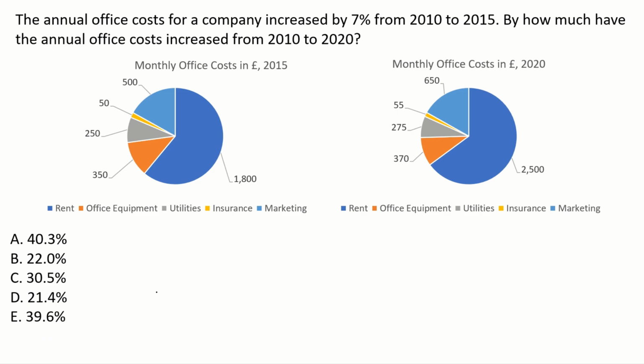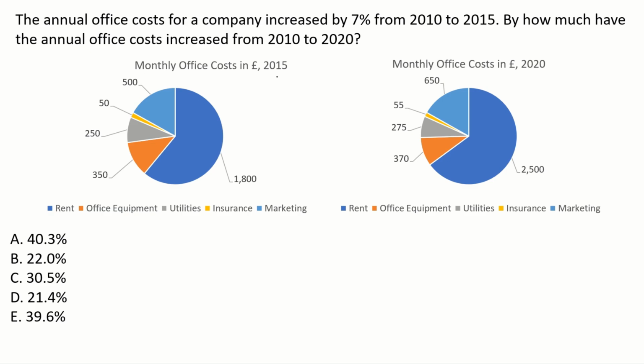Annual office costs for a company increased by 7% from 2010 to 2015. By how much have the annual office costs increased from 2010 to 2020? And we have two pie charts, the monthly office costs in 2015 and the monthly office costs in 2020. So, first of all, we're after the annual office costs, so let's find that out.